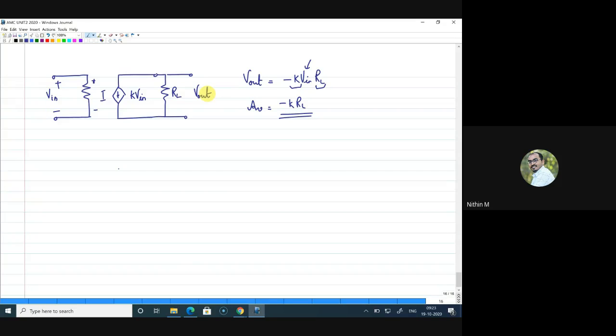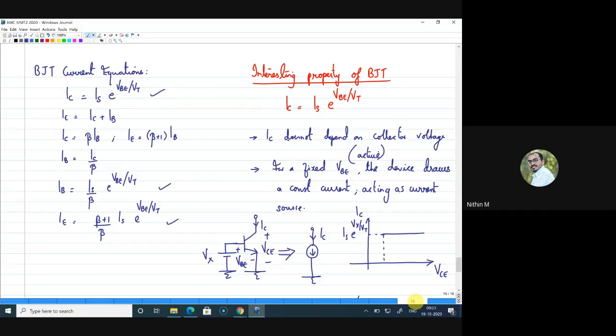Whatever I explained just now. All right. I hope you understand this. So coming back, I understood that BJT is also operating as a constant current source, and for that matter, I can use BJT as an amplifier, right?